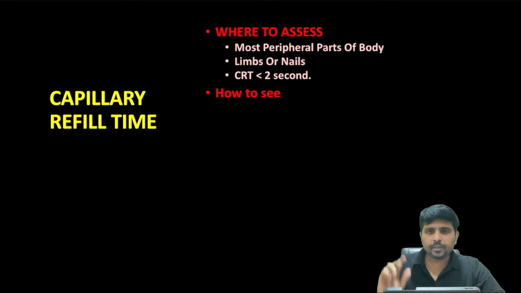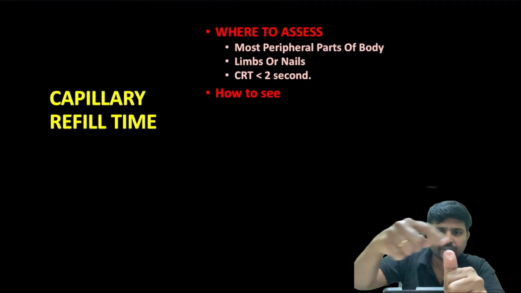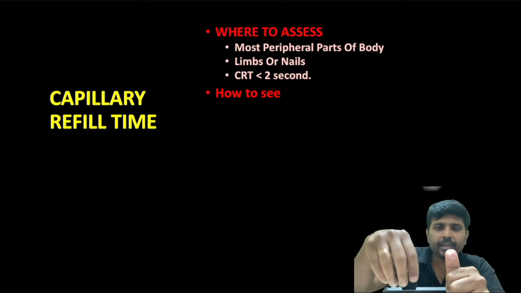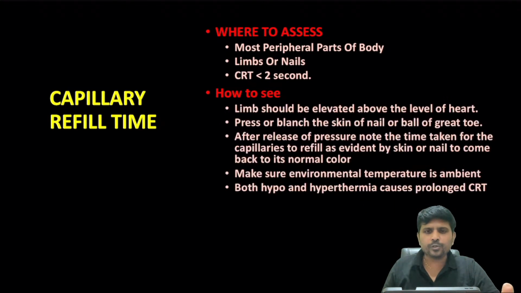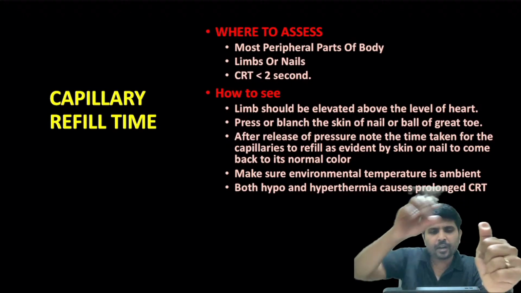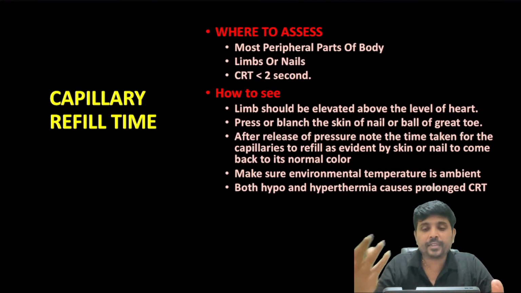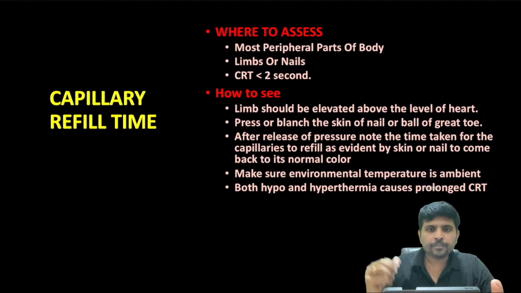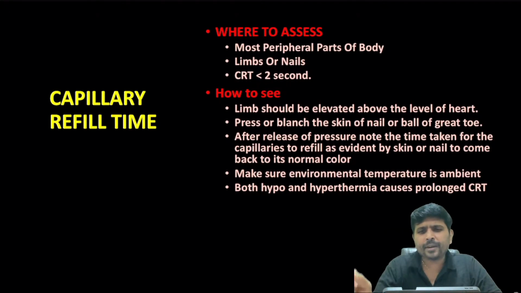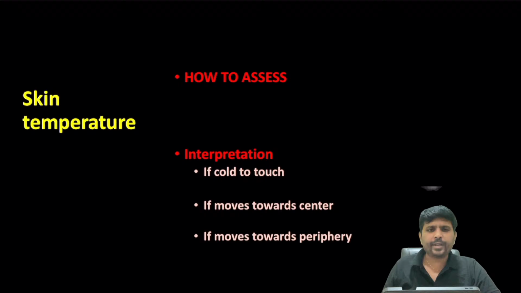So capillary refill time is usually less than 2 seconds for that blanchable area to become red. So how to see was explained to you. The limb should be elevated above the level of the heart. Pinch or blanch the ball of the great toe. After release of pressure, note the time taken for the place to become pink. If it is poor, it means your circulatory system is not acting properly. In that way you can assess.